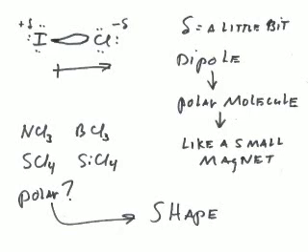And this is important because polar molecules act like small magnets. And what happens when you bring magnets together? Well, they attract and repel each other. They interact. They either want to become closer or they want to get further away. They actively are attracting and repelling each other.